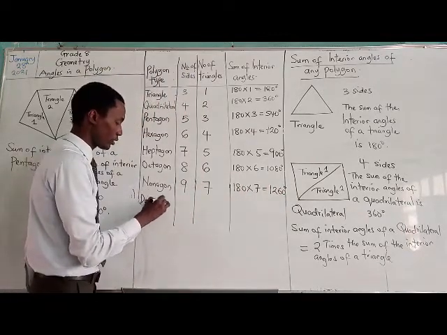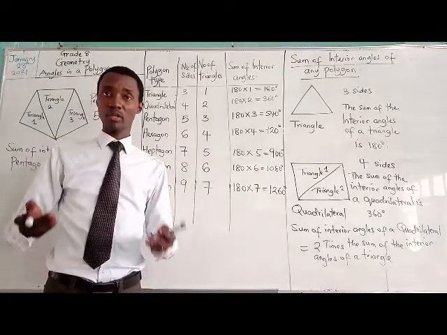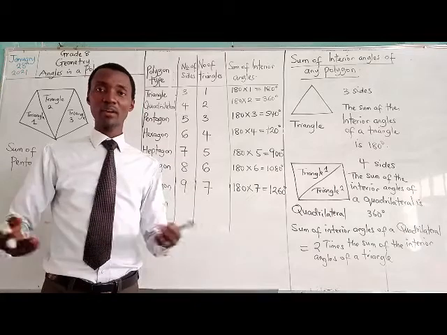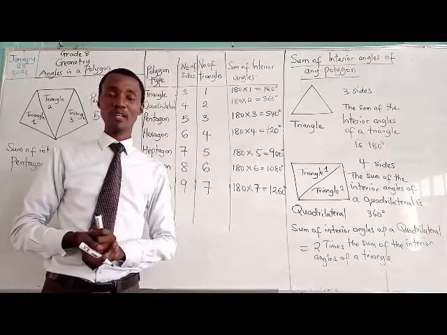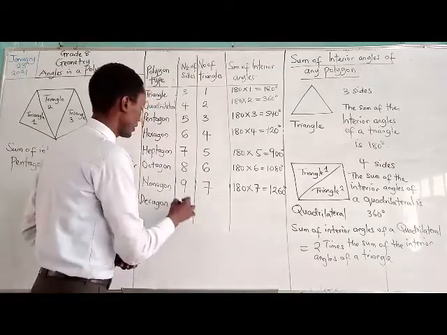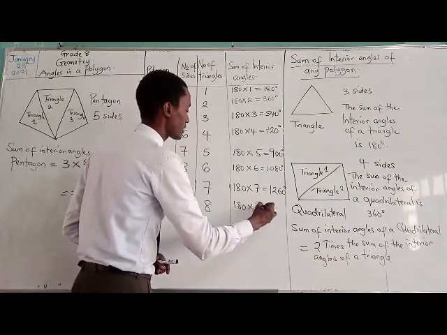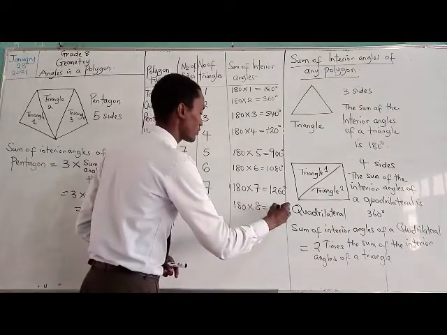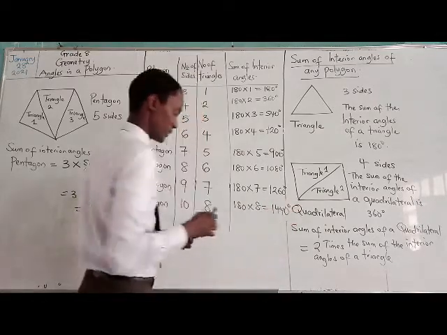And then we have decagon. We usually will stop at decagon. It's safe to stop at decagon at your level. But there's undecagon, there's duodecagon, if you choose to expand your learning. But at your level, decagon will just be fine. That'll be 10 sides, that'll be 8 triangles, 180 times 8. And that will give us 1,440 degrees.